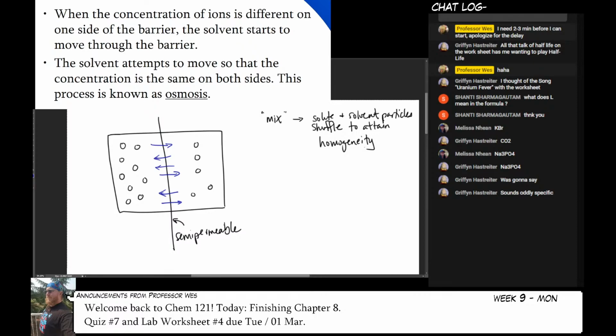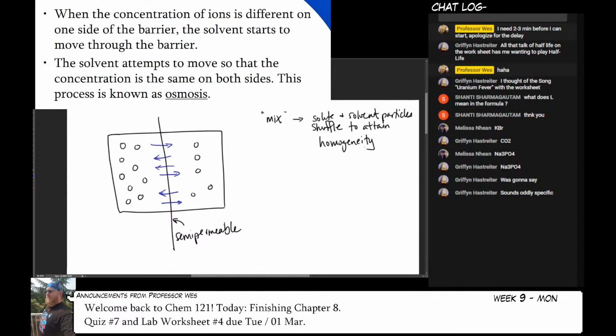Now the semi-permeable membrane in the way prohibits this somewhat. This is generally a good thing. We don't want our body to be homogeneous, right? Like if your blood was homogeneous, then all the cells would rupture and dissolve. That would be bad. Your blood could not carry oxygen as effectively. So semi-permeable membranes have a purpose.